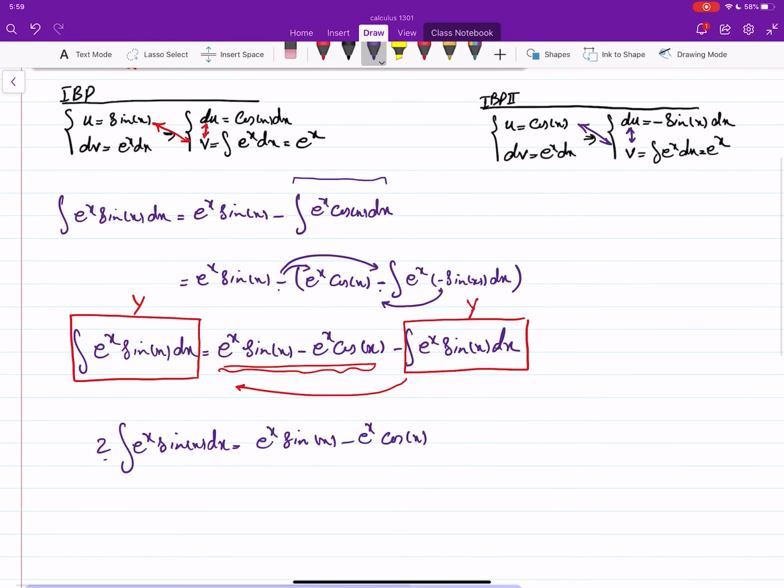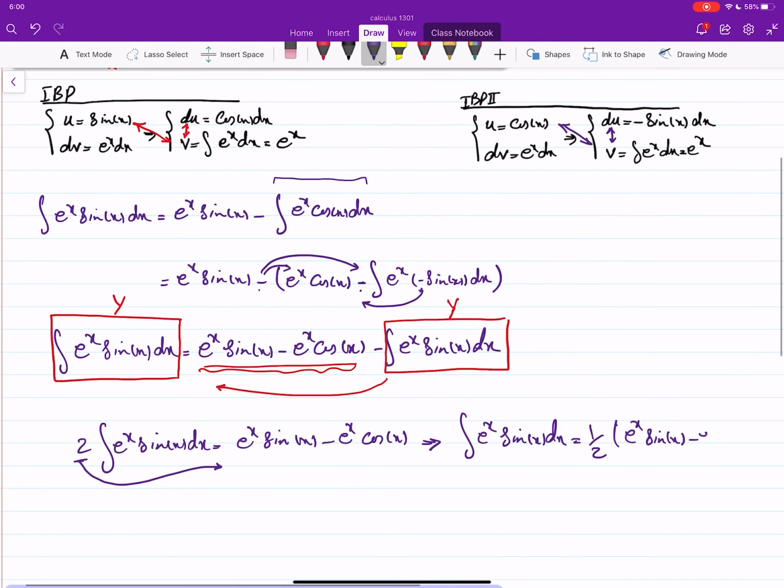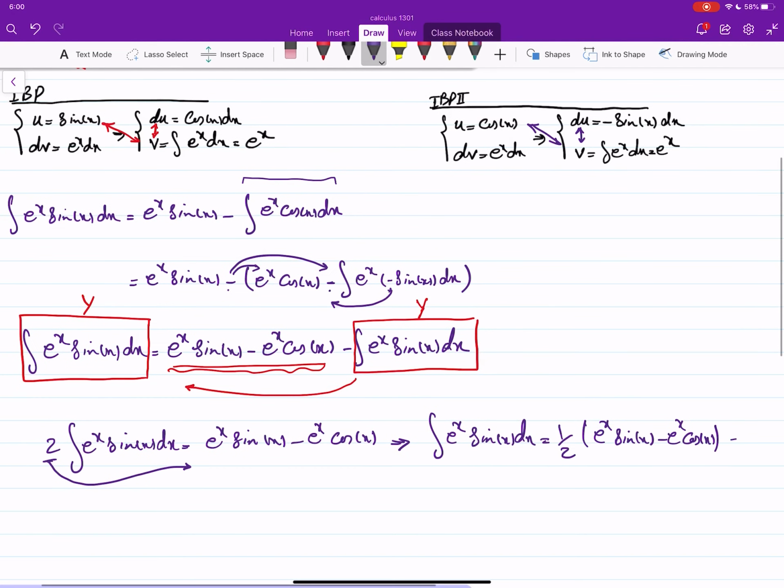Now, the only thing we need to do is divide this coefficient to the left hand side. Integral of e to the power x sine x, that was what we were looking for, is equal to half of e to the power x sine x minus e to the power x cosine x. And let me just put plus c there, the plus c that we always look for. So this way we found the integral of e to the power x sine x.